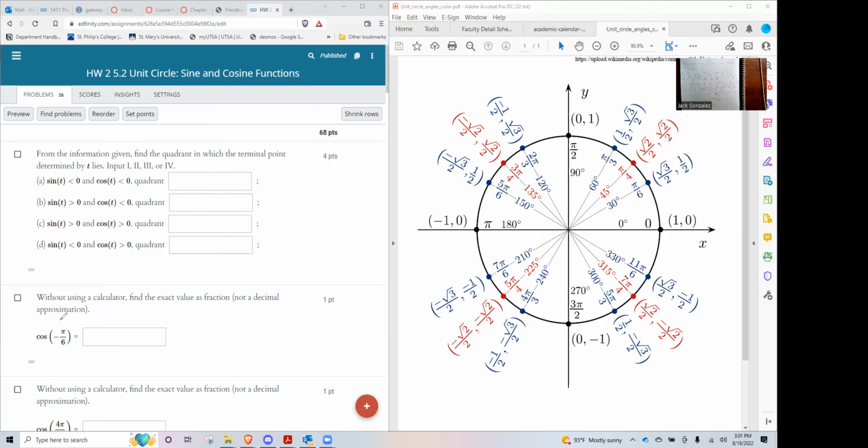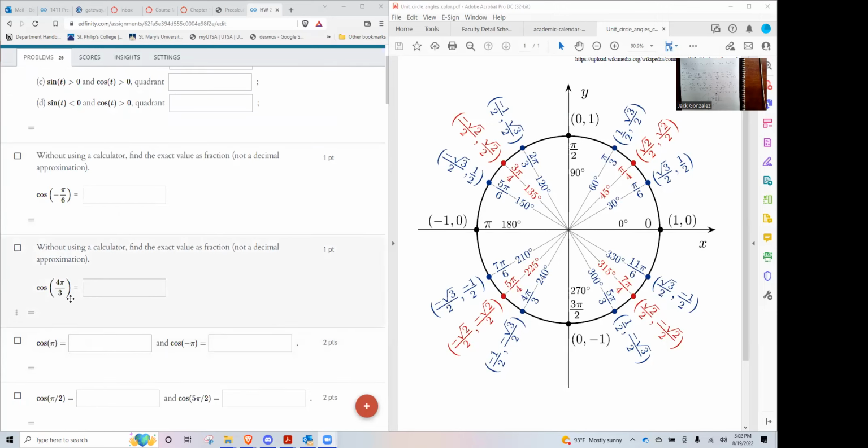Now, cosine of negative pi over 6. Remember, negative means go clockwise. Let's look at the circle. Positive pi over 6 would be right here, right? Negative pi over 6 would be right there, same distance in the negative direction. So what is the x value? When you see cosine of an angle, they're asking what is your x value? It's this one. So it would be square root of 3 over 2.